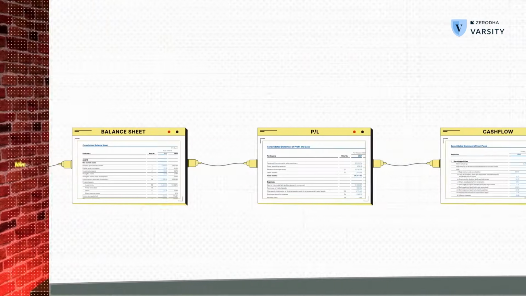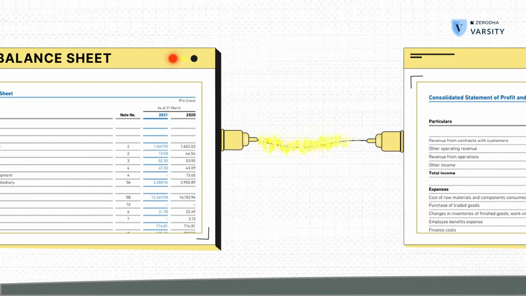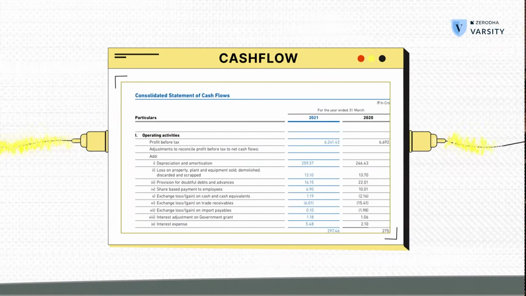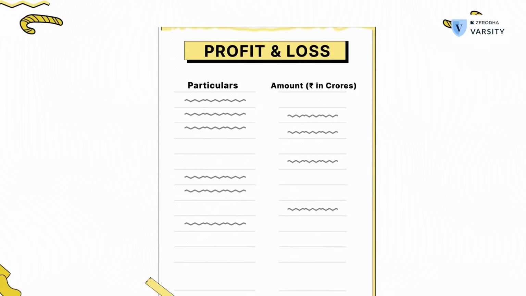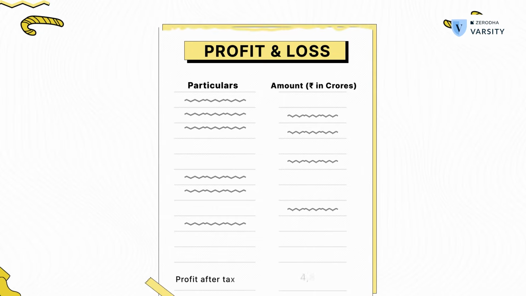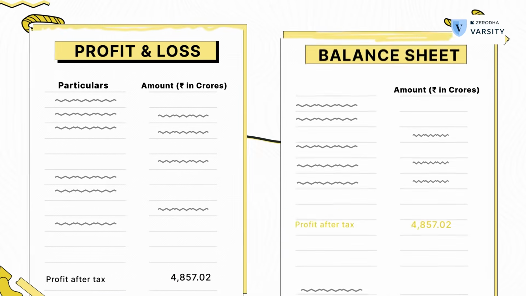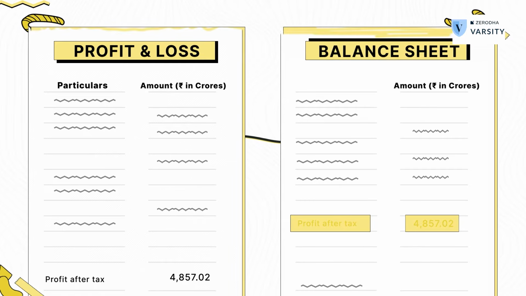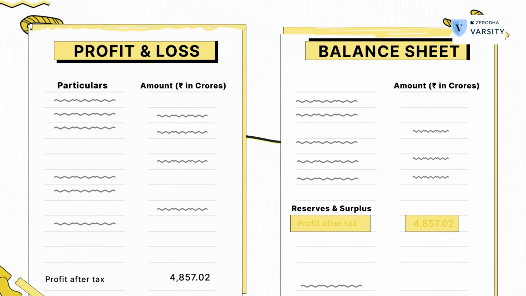Let's go ahead and understand how the three statements are interconnected to each other. None of these statements should be viewed in isolation, because in reality, all three statements are deeply connected. For instance, in your P&L statement, the bottom line of the company, that is the profit after tax, straight away flows into the balance sheet in the reserves and surplus section of the balance sheet, which, as you can recollect, is on the liability side of the balance sheet.